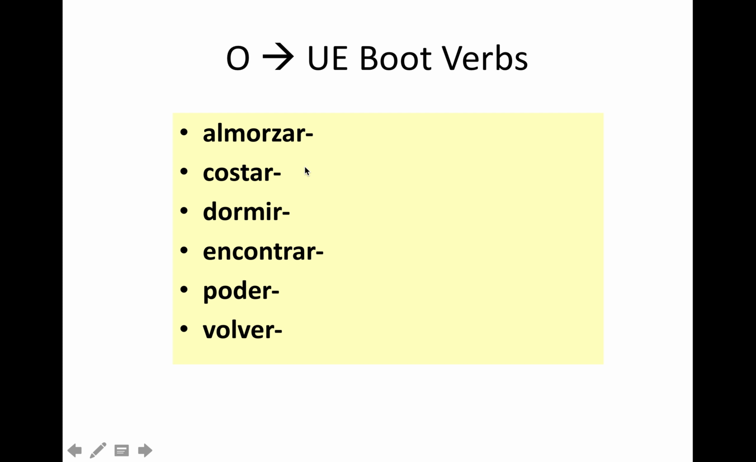So, we're just going to go through the definitions really quickly. You have these in your vocab, but I think it would be wise to write them down in your notes as well, just so you have something super easy to reference. So almorzar is to eat lunch. Costar is to cost. Dormir is to sleep. I've had students in the past say that when you go to college, you're going to sleep in your dorm room. So hopefully that's an easy way to remember it.